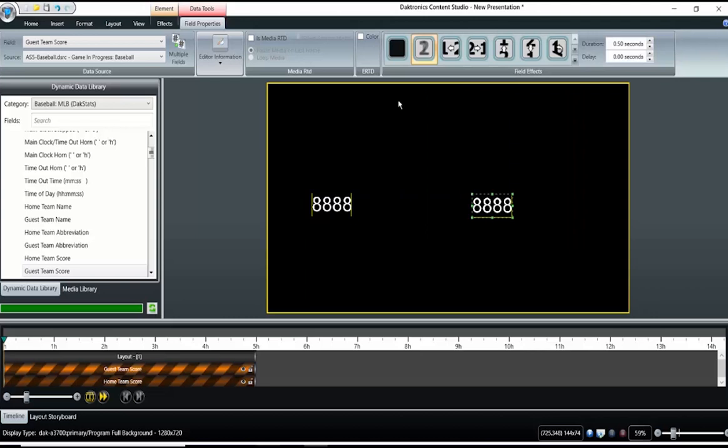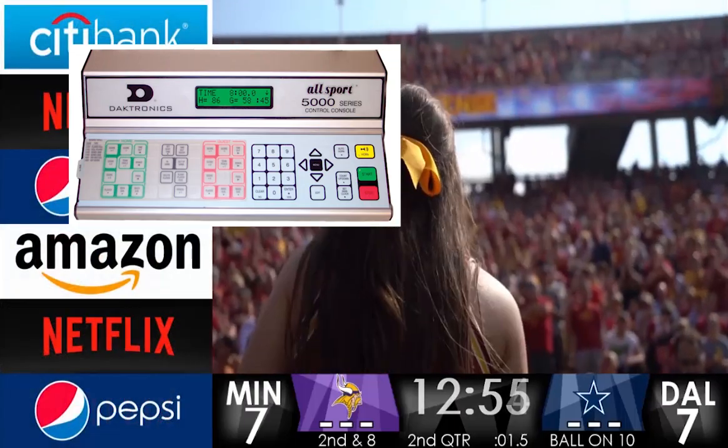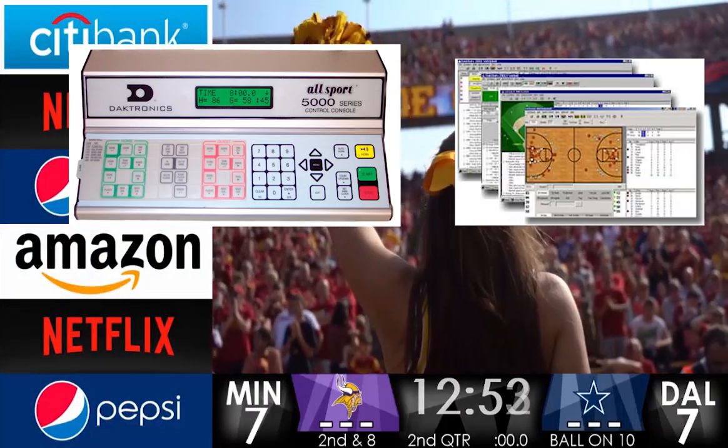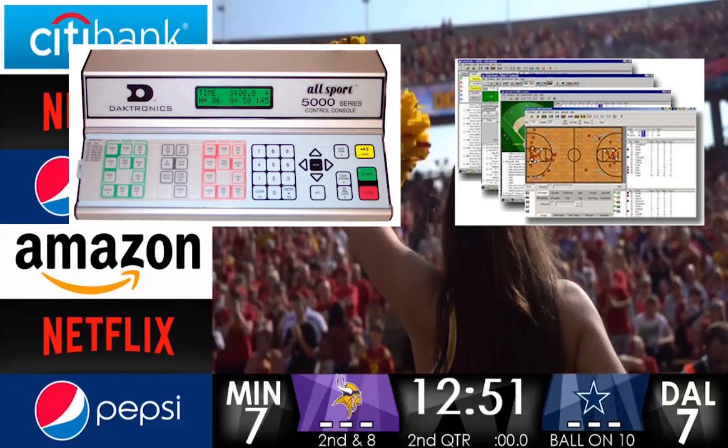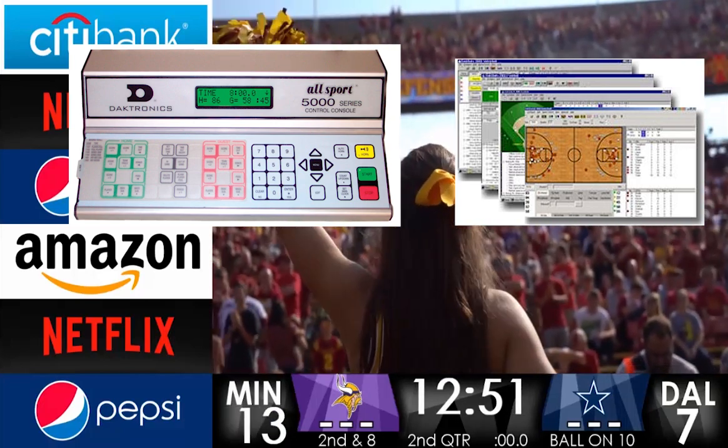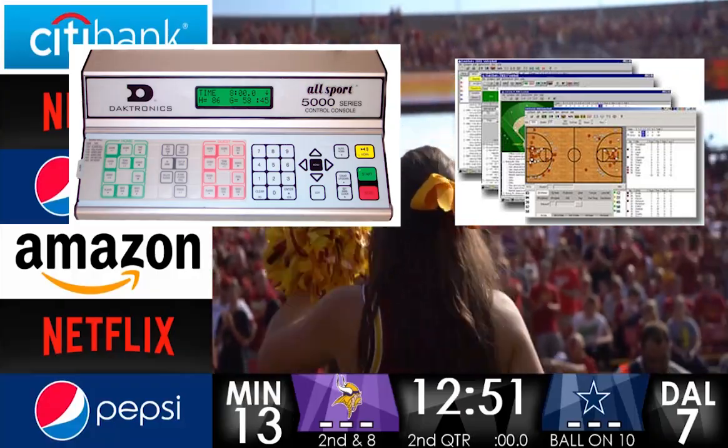Once you have the transitions added to each individual field, save and play out your presentation. Use the Allsport, DAKStats, or other data interface that you choose your RTDs to pull from to change the data and see the effect on your display.